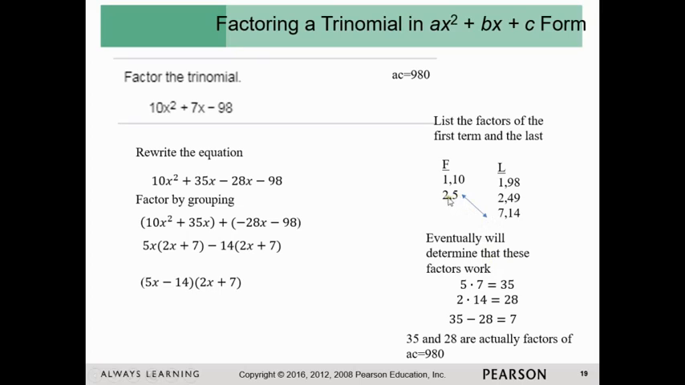So if you can see what I'm doing here, I'm doing 5 times 7 is 35, right? 2 times 14 is 28. When I subtract them, I get 7. So now my necessary factors are 35 and 28. And if you were to check, 35 times 28 does equal 980. This is just a way that you can continue on using the AC method.